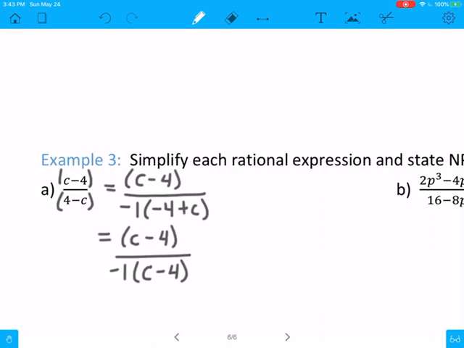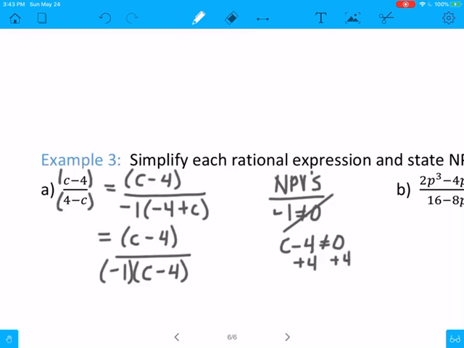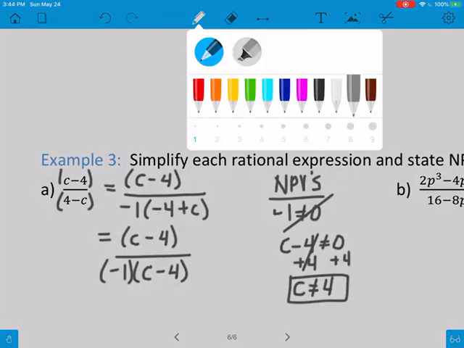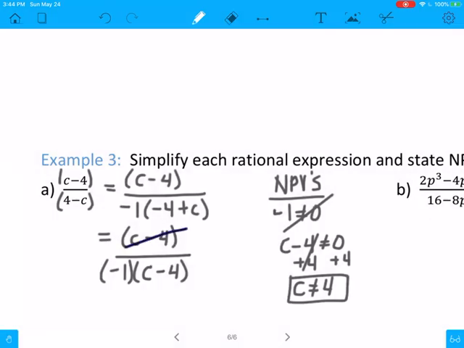But before I cancel, I have to state my NPVs. So I have negative 1 cannot equal 0, which is true, but not a problem. And I have c minus 4 cannot equal 0, add 4, c cannot equal 4 is my non-permissible value. Now, the c minus 4 and the c minus 4 cancel. So the entire numerator canceled, so I'm still left with a 1 up there. So 1 over negative 1, which is actually just negative 1. And I have to follow behind with c cannot equal 4.